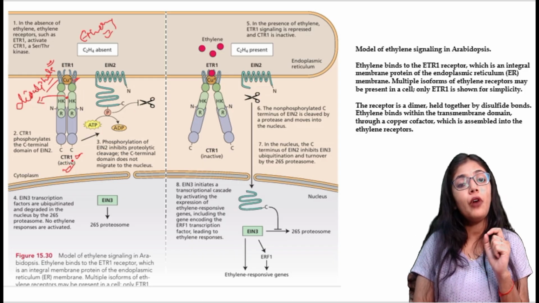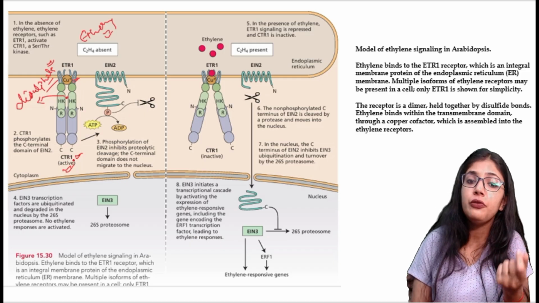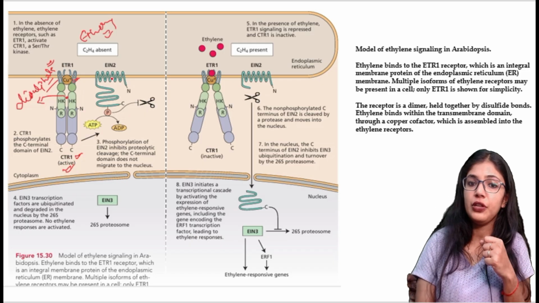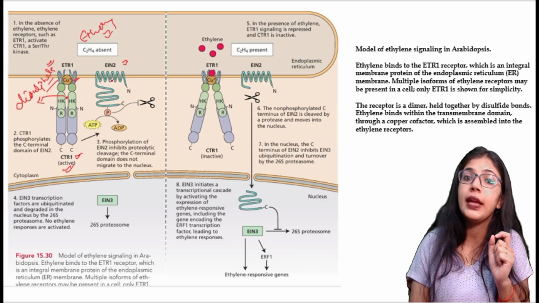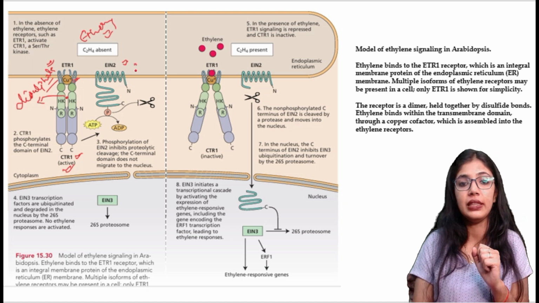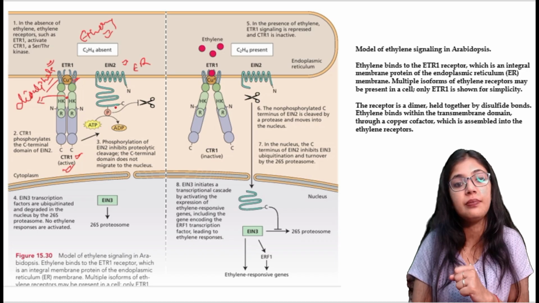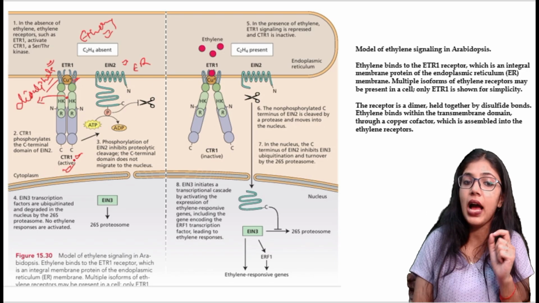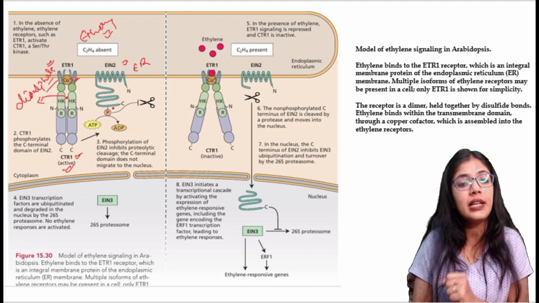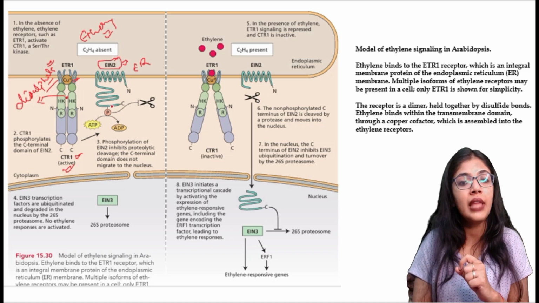So what happens when this kinase is active? It will add phosphate. To whom will it add phosphate? It will add phosphate to EIN2. This EIN2 is also an integral membrane protein present in the endoplasmic reticulum, and its C-terminal portion is present inside the cytoplasm. So the CTR1, which is a kinase, phosphorylates the C-terminal domain of EIN2.